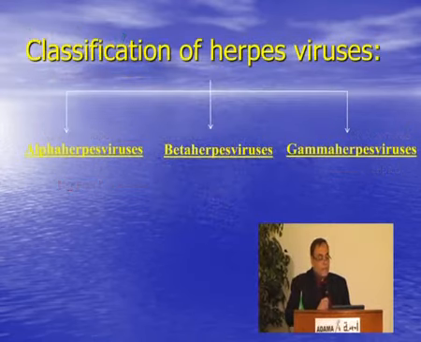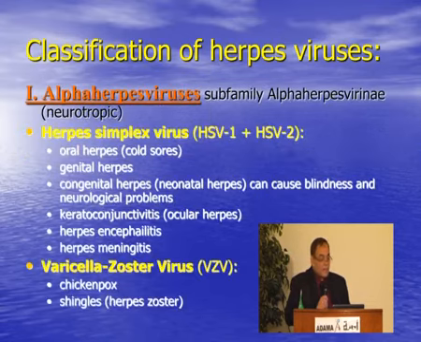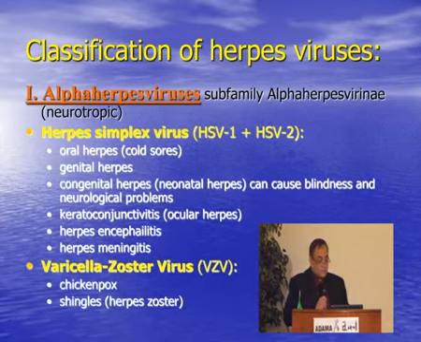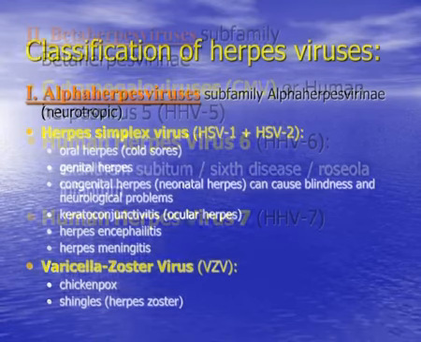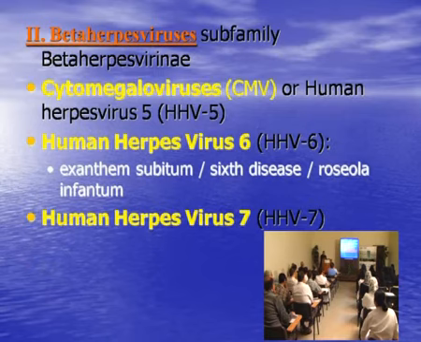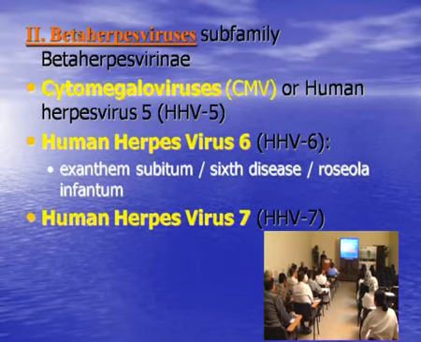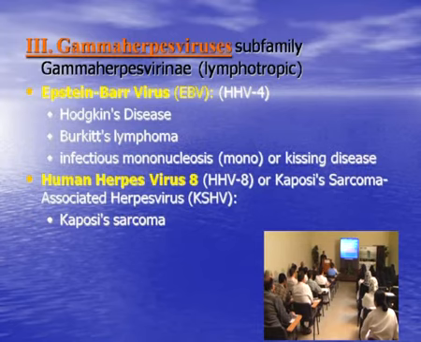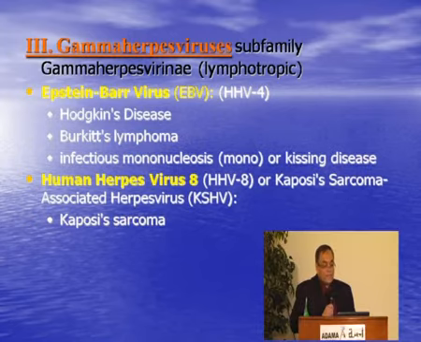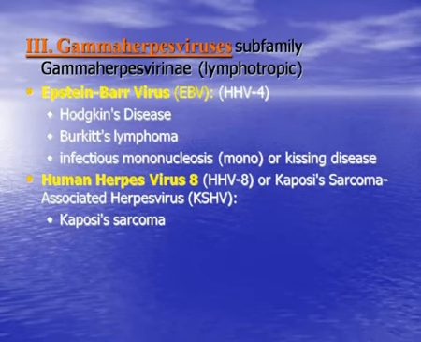We can classify herpes viruses into alpha herpes viruses, beta herpes viruses, and gamma herpes viruses. The alpha herpes viruses include herpes simplex virus type 1 and 2 and varicella zoster virus. Beta herpes viruses include cytomegalovirus, human herpes virus type 6, and human herpes virus type 7. The gamma herpes viruses include Epstein-Barr virus and human herpes virus type 8, or Kaposi sarcoma associated herpes virus.